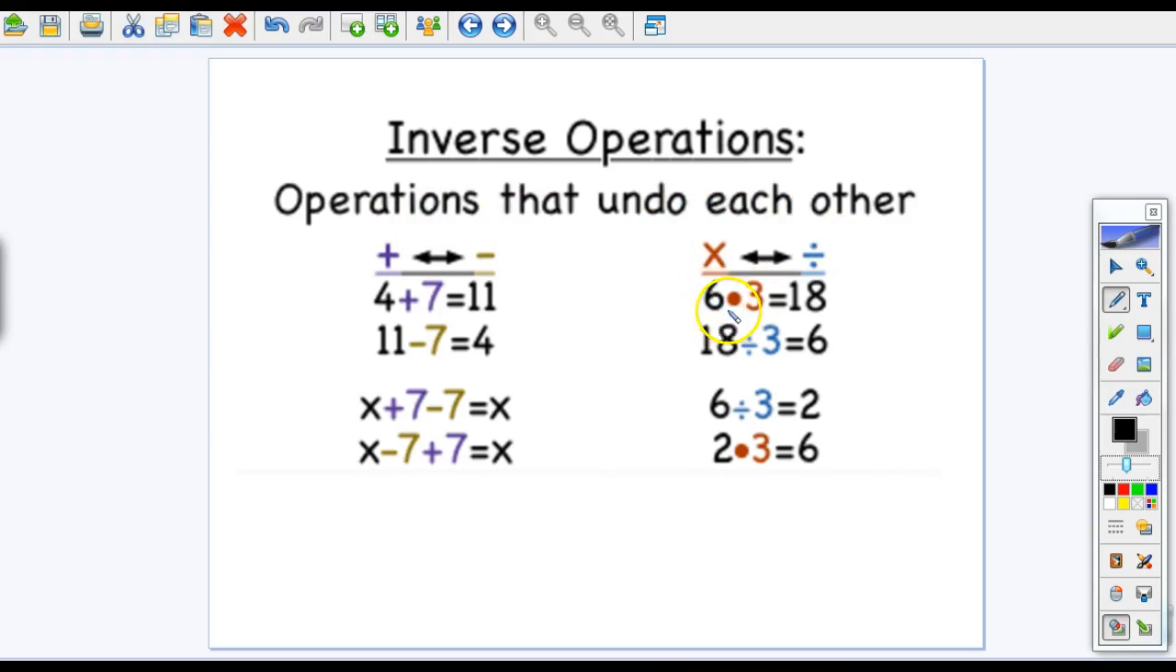Here we have 6 times 3 is equal to 18. We start with our answer, 18, and divide, which is the inverse operation, by 3, and get 6, which is what we started with. And 6 divided by 3 is 2, and 2 times 3 is equal to 6. They're inverses and they undo that operation. Push pause and copy this down. Please do not go on until you have copied this down fully.